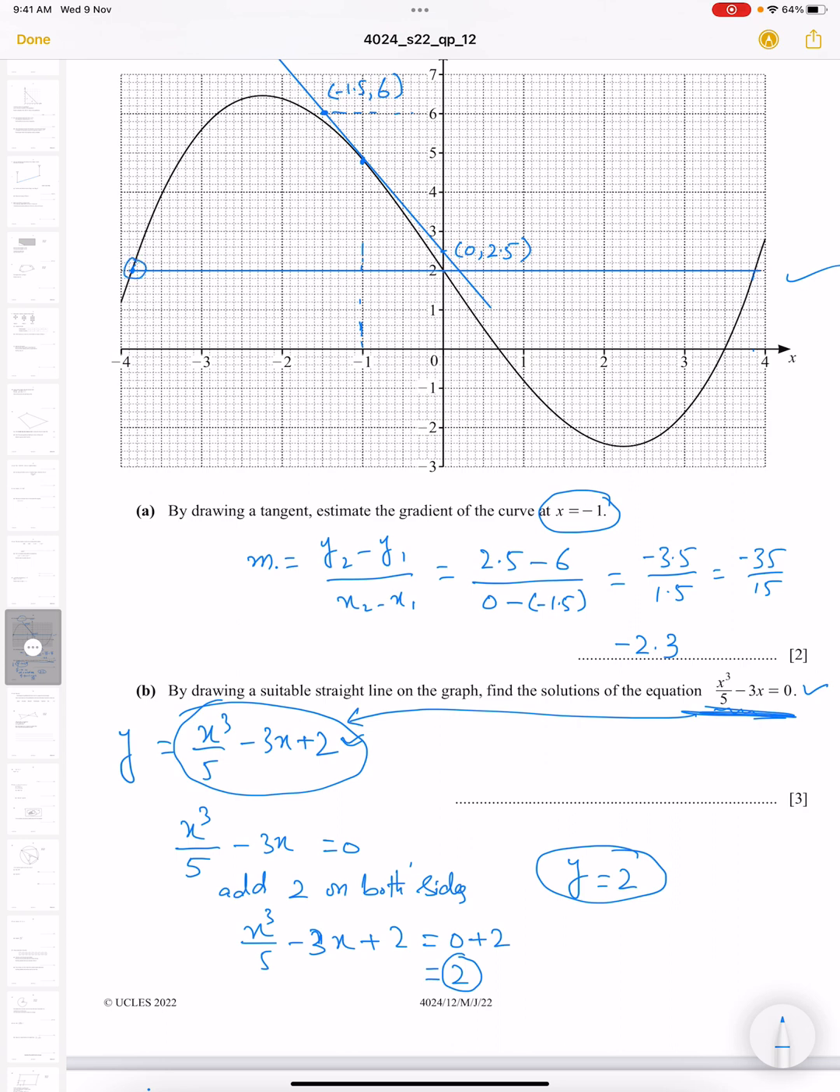This one, this one, and this one. You have to write down the values of x at these points. Okay? Find the solution. Solution means value of x. So here we have the value of x approximately negative 3.9 at this point. Now at this point, as it is on the y-axis, the value of x will be 0. And at this point, the value of x seems positive 3.9. So these are the solutions, right?